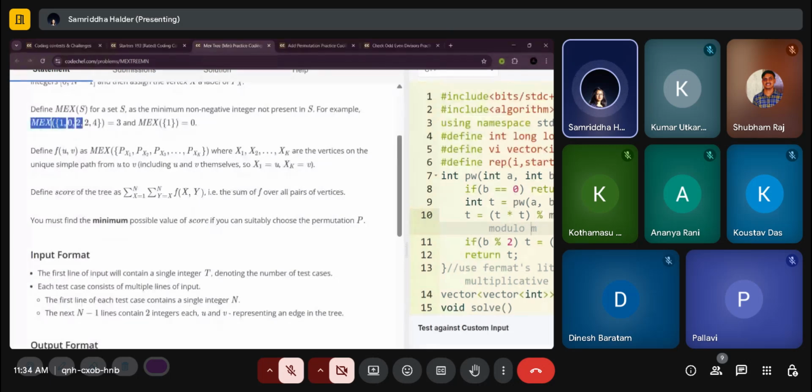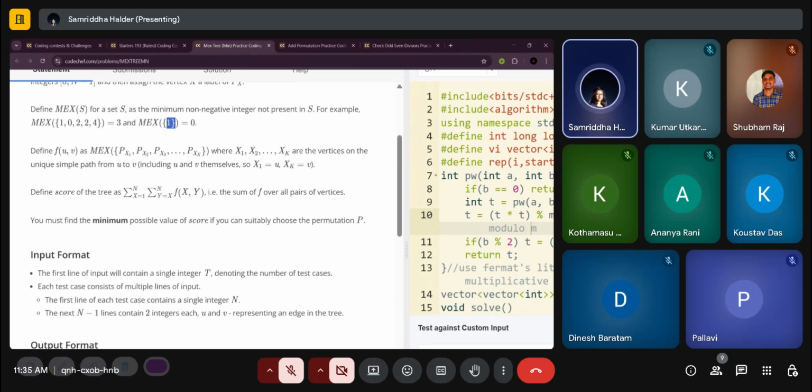For this example which is given here, max of 1, 0, 2, 2, 4. Why is it 3? Because see, 0 is present, 1 is present, 2 is present, then 4 is present. So which is the number which is not present over here? It is 3, right? So the max, that is the minimum excluded non-negative integer in this set, is 3.